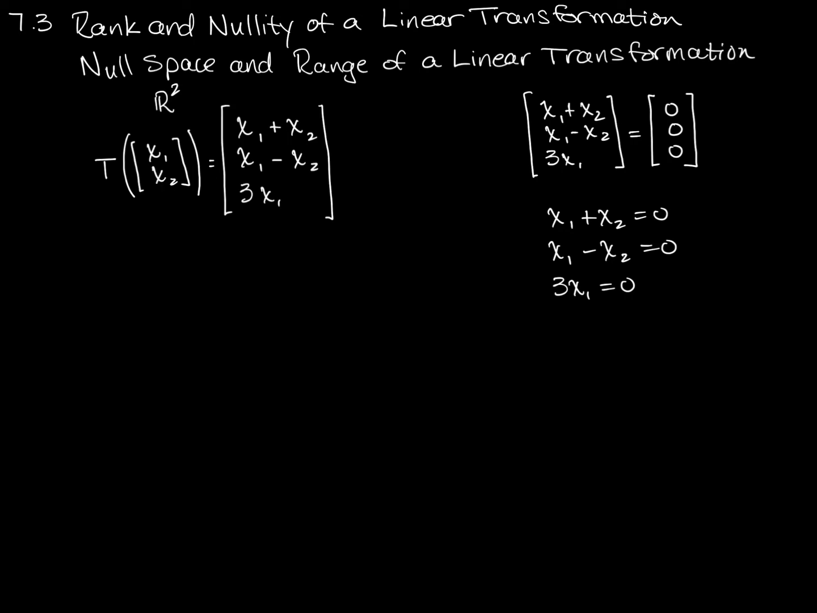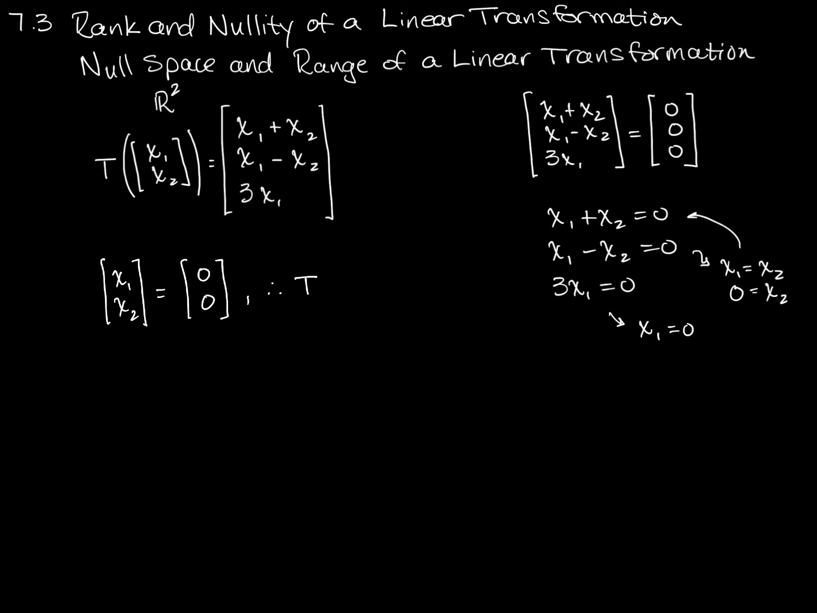So let's keep going here. This third equation tells me that x1 equals 0. The second equation tells me that x1 equals x2. And since x1 equals 0, x2 must also equal 0. And this third one here is kind of irrelevant. Now I know x1 and x2 both equal 0, so 0 plus 0 equals 0. That just confirms it, if anything. So my answer is that (x1, x2) has to be the zero vector in the domain. Therefore, the transformation T is one-to-one.